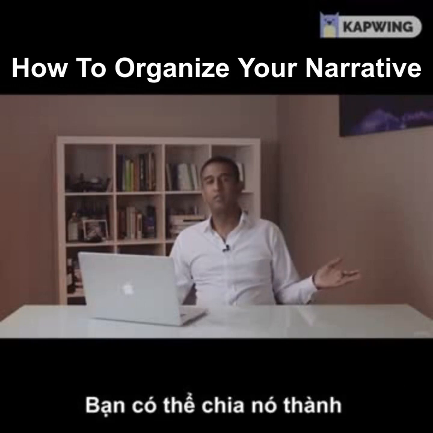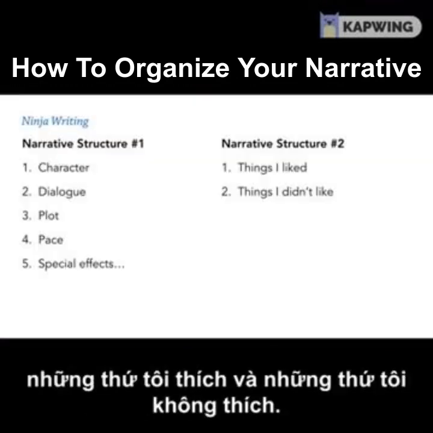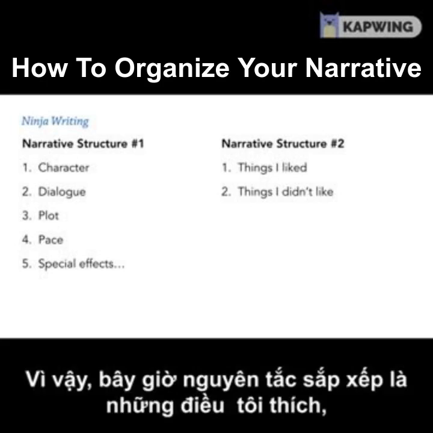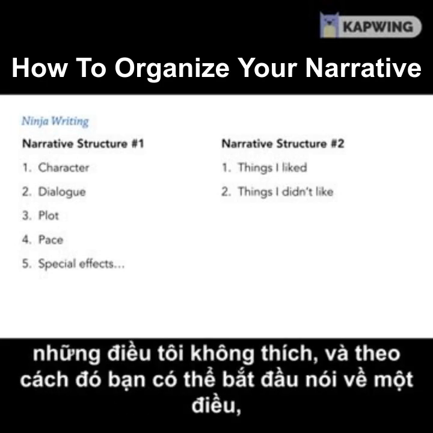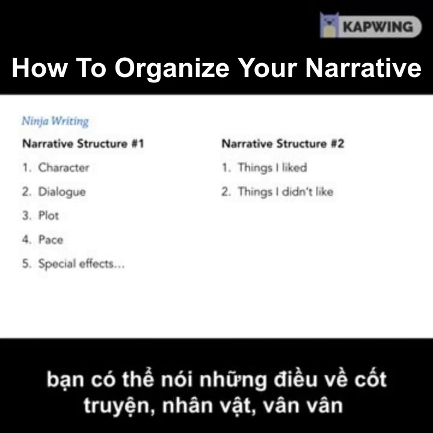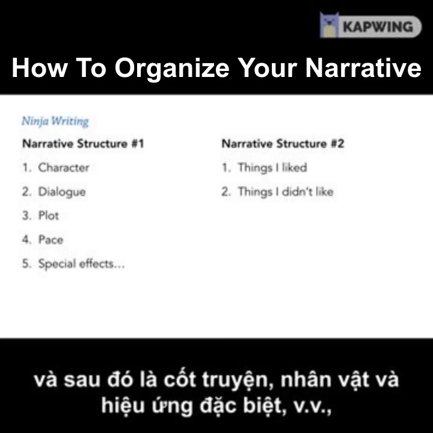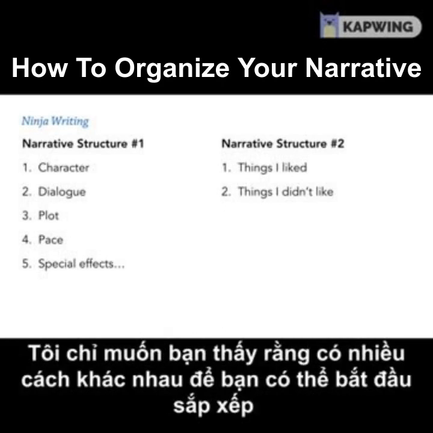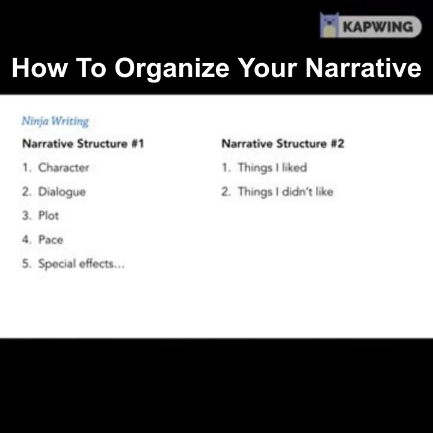You could break it down, for example, into things I liked and things I didn't like. Okay, so now the organizing principle of that narrative is things I like, things I don't like. And that way you can begin to talk first about one thing and then talk about the other thing. And within each of those categories, you might be saying things about plot, character, and special effects, and so on, depending on how it falls, the good and bad of each part. But I just want you to see that there's different ways you can begin to organize the narrative.